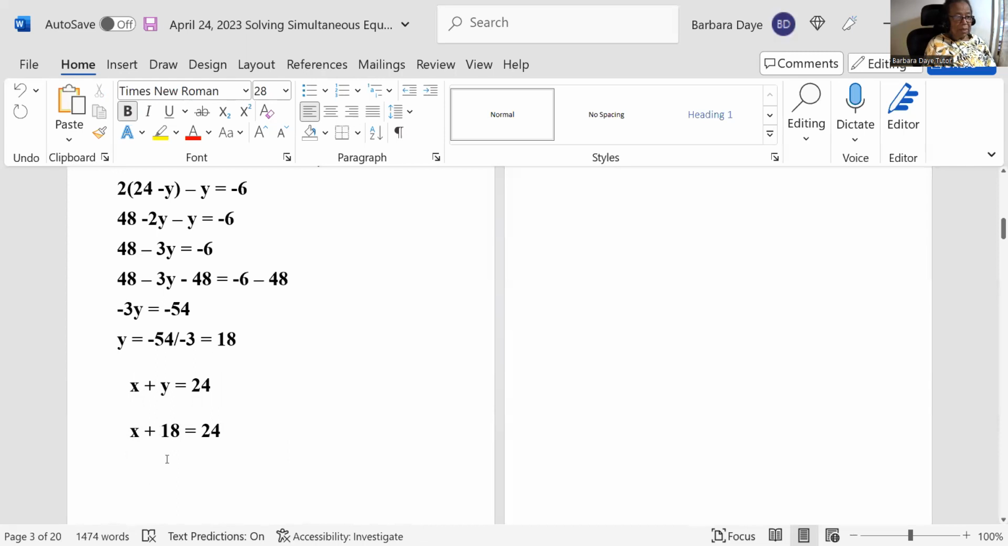What is that number? Only one number adds to 18 to give 24. What is that number, Mercedes? The one number you add to 18 to get 24. 6. Yeah, so x is 24 minus 18, and that's 6. So your answer would be what?